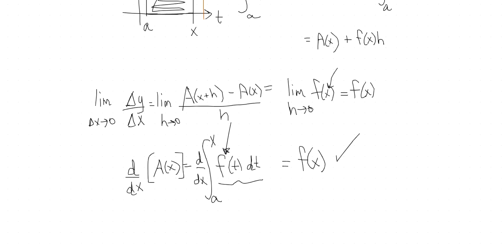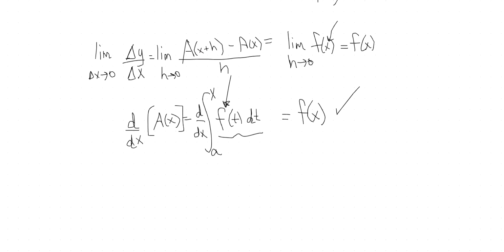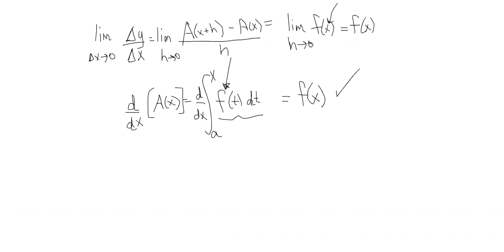And we can show an example of this. Let's take a simple function of e to the 2t dt, and we're going to let the limit go from 0 to x. This is going to be the area under the function e to the 2t. Now, if I want the derivative of this, the derivative of this is simply e to the 2x.